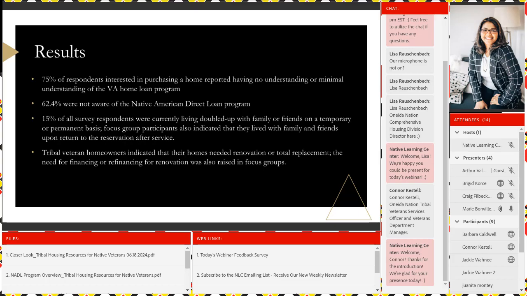62% were not aware of the Veterans Home Loan Program, which is separate from the NADL. 62% weren't aware of that program either. 15% of the survey respondents said that they are living doubled up with family or friends, which is not uncommon in our communities, and that tribal veteran homeowners indicated that they either needed renovation of some sort or total replacement. And so they weren't aware of maybe financing or refinancing for renovation.